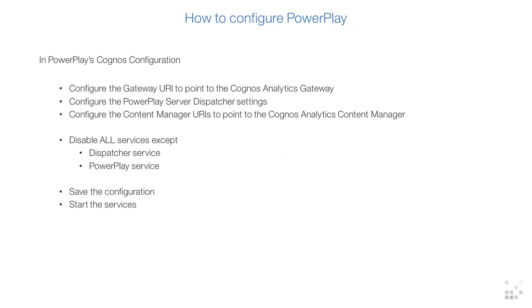We are now configuring Powerplay. In Powerplay's Cognos configuration, expand the Environment folder. Configure the gateway URI to point to Cognos Analytics. Configure the Powerplay server dispatcher settings. Configure the Content Manager URI to point to the Cognos Analytics Content Manager. Disable all services except Dispatcher and Powerplay service. Once this is done, save the configuration and start the services.